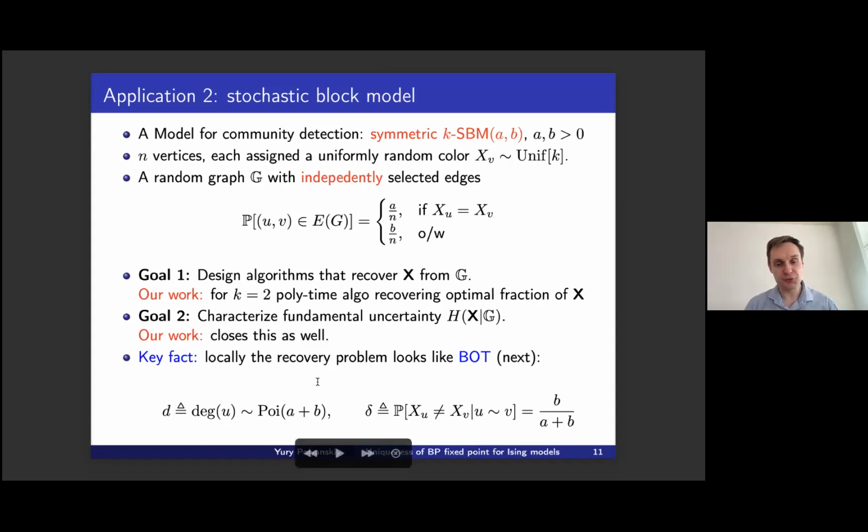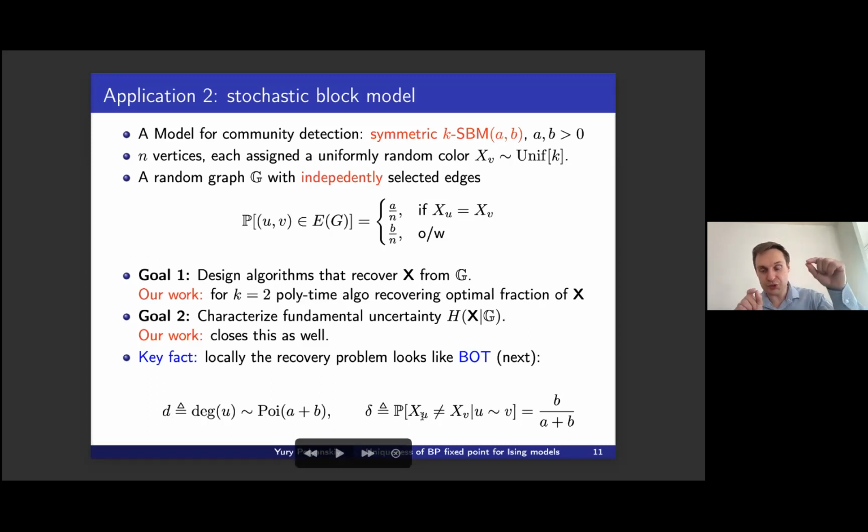It turns out that if you look at this problem locally, say for K equals 2, sorry, this should be (A plus B) over 2, what is the average degree of a vertex? You will sample on average A edges with probability 1/2, because there are N over 2 vertices which share the same color as you, or B over 2 edges, because there are N over 2 vertices of the opposite color. For K equals 2, the degree is Poisson((A plus B) over 2).